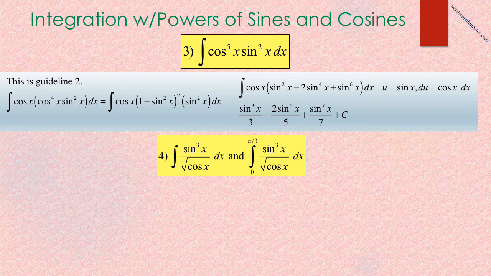And we can then write cosine to the fourth of x as cosine squared of x squared, which is 1 minus sine squared of x squared times sine squared of x.